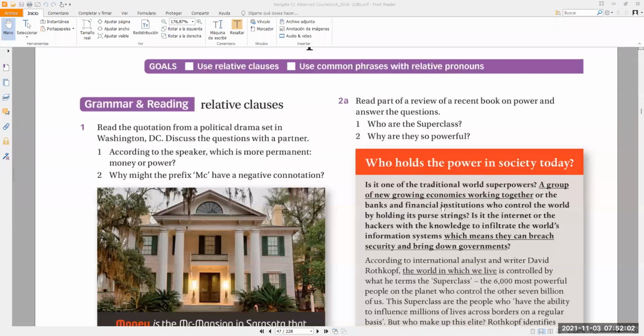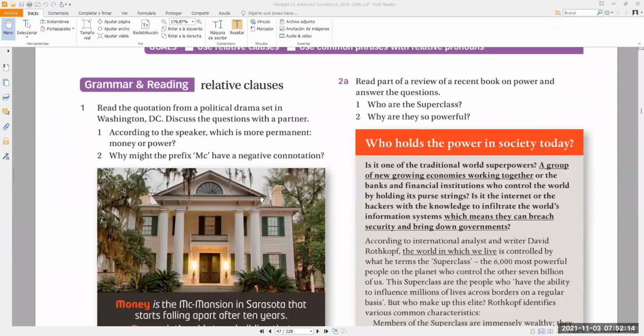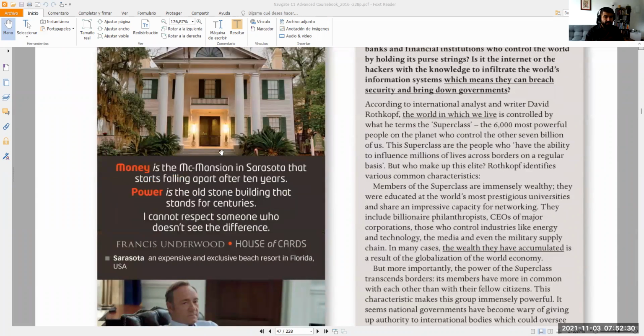Okay, guys, welcome back. So this initial activity, I would say it's pure gold regarding vocabulary and idiomatic expressions. So I really like these two questions. And this is something that I also discovered myself very recently. So perhaps that's why I'm a little bit excited. So guys, help me answer the very first question, which is, according to the speaker, which is more permanent, money or power, based on this, guys? Yes, Felipe?